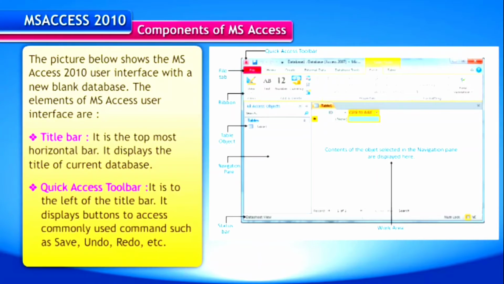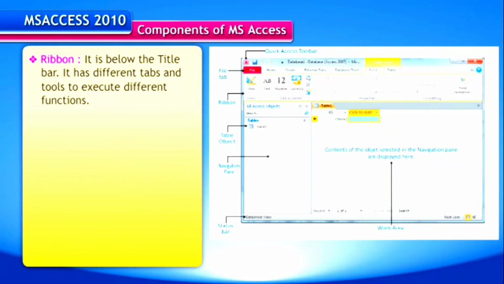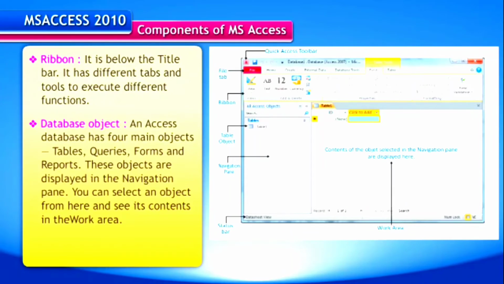Quick Access toolbar. It is to the left of the title bar. It displays buttons to access commonly used commands such as save, undo, redo, etc. Ribbon. It is below the title bar. It has different tabs and tools to execute different functions.